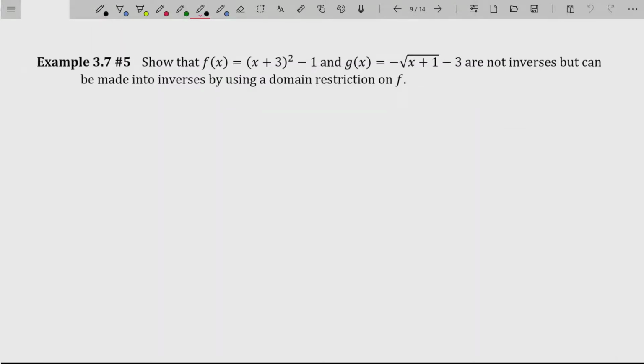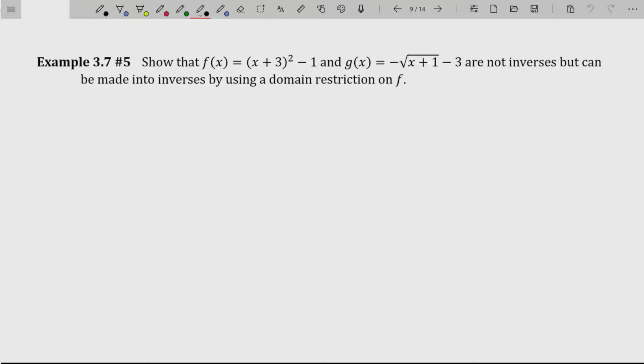As a final example, at least in this video, let's show that these two functions right here are not inverses, but can be forced into inverses by using a domain restriction on f. Now this should be new to you. You should not have seen this in an Algebra 2 course, mainly because domain restrictions on functions are more the purview of pre-calculus, college algebra, and calculus itself.